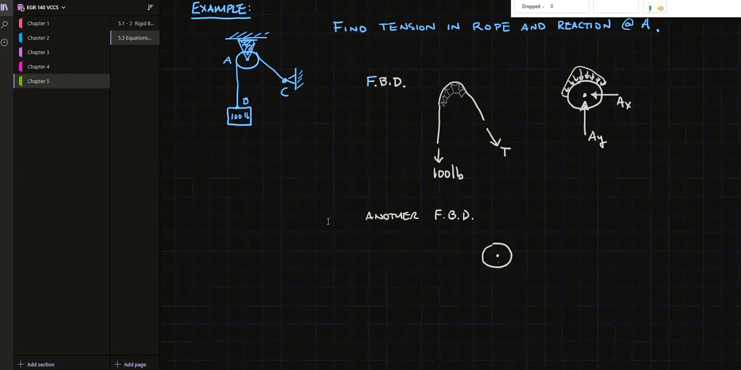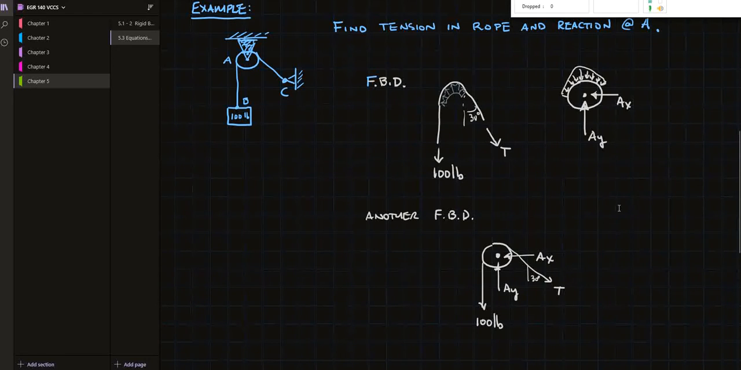So again, we're going to have AY and AX here. We have to represent now, we're going to combine these two together. Represent the load here of 100 pounds. And then we also have a load in this direction of T. We should have actually put up here 30 degrees. And we'll do that down here too. 30 degrees.